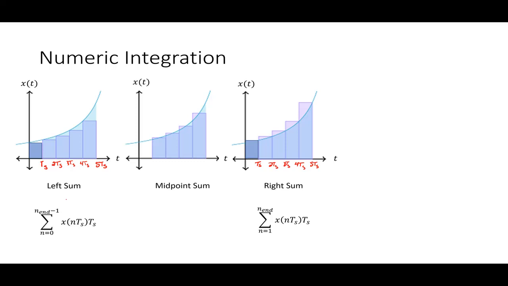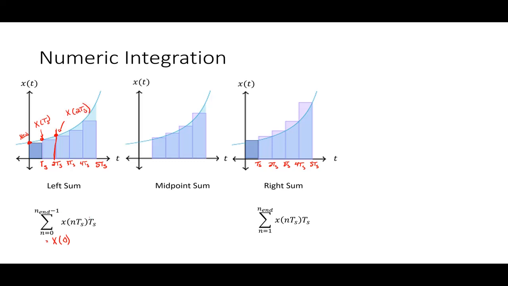Here's the formula for the left sum down here, and let's kind of evaluate that. So in this case, I say n equal to 0. So let's say, just to keep things simple, I just want to do this up to 2t sub s. All right, so I'm going to evaluate this sum. Well, to do this, I start at n equal to 0. So I have x of 0. So x of 0 is this point right here. Right? This would be x of 0. This point right here would be x of t sub s. And this point right here would be x of 2t sub s.